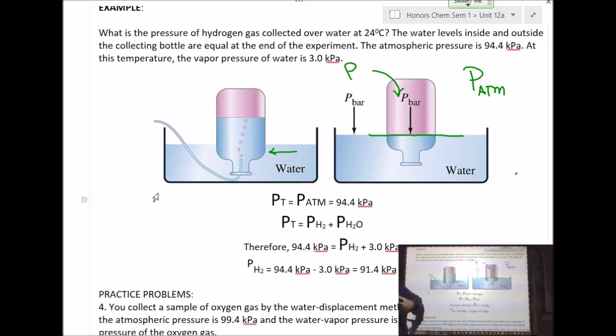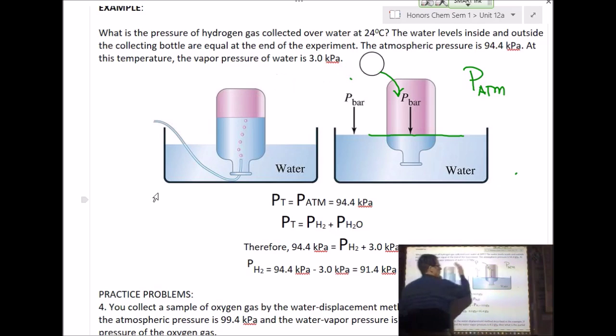So when we do that lab in two or three weeks, we want to make sure that we're adding enough gas so that the level inside and outside is the same, so that we know exactly what the pressure is inside. Now, here's the other component. So that's a big concept.